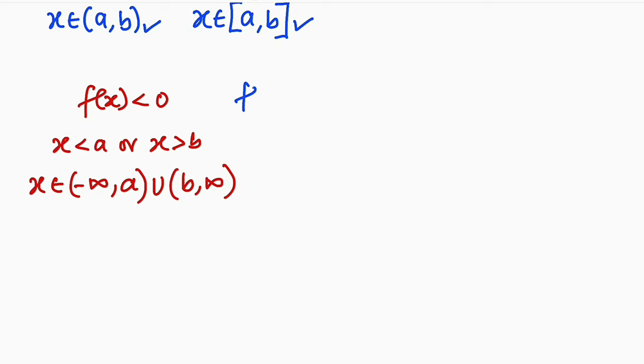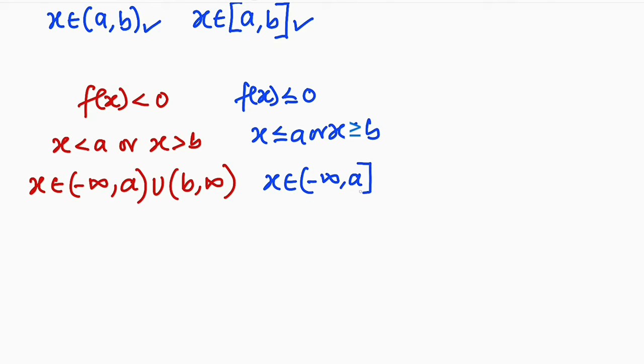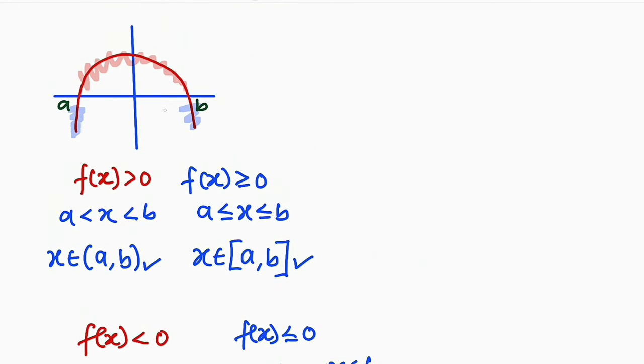And if the function is less than or equal to 0 this time around, the only difference is what? Less than or equal to. So we have x less than or equal to a, or x greater than or equal to b. And you can write it in interval notation as x belongs to the set of values from negative infinity way down to a, including a, union from b way down to positive infinity. So we are done with the up and down parabola.